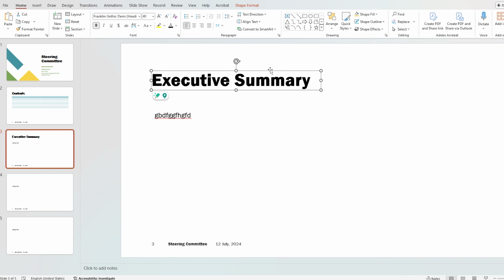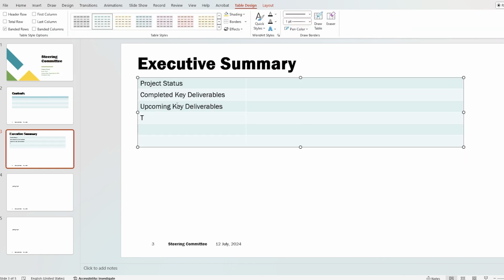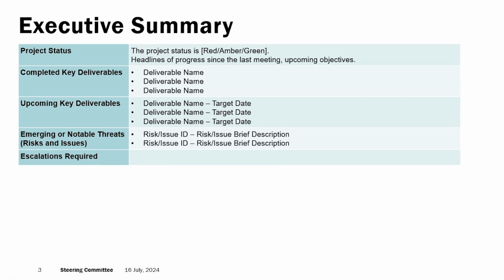This needs to be a simple one-pager that explains what's going on in the project, what's coming up, what's been done so far, what's challenging you, what the threats are, and also any kind of escalations that you're bringing to the board.